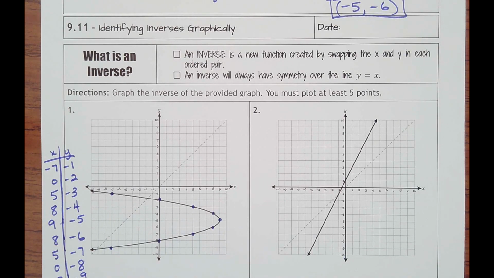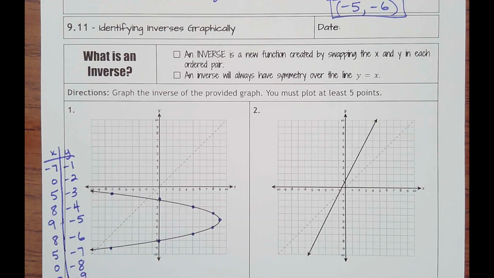Lesson 9.11, identifying inverses graphically. What is an inverse? An inverse is a new function that's created by swapping the x and the y in each ordered pair. So it never changes the sign of something. It's just going to swap or reverse the x and the y in each point.